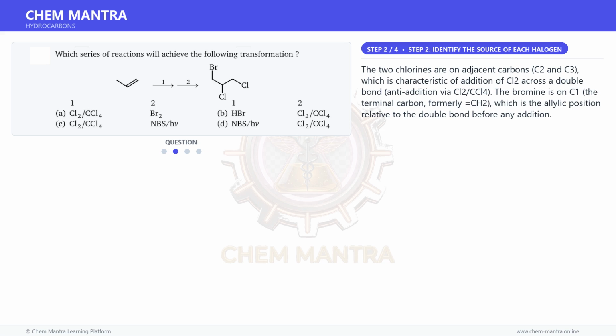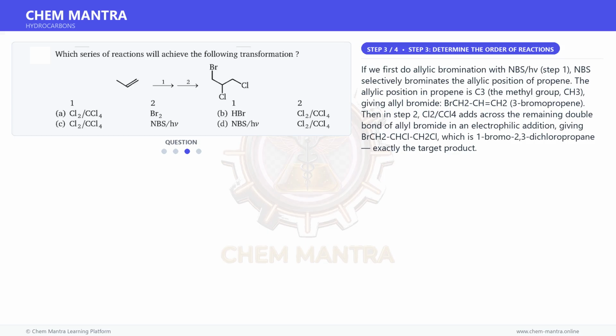The 2 chlorines are on adjacent carbons, C2 and C3, which is characteristic of addition of Cl2 across a double bond, anti-addition via Cl2 in CCl4. The bromine is on C1, the terminal carbon, formerly =CH2, which is the allylic position relative to the double bond before any addition. Moving on to the next step.